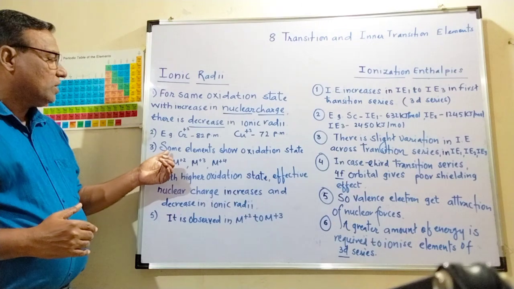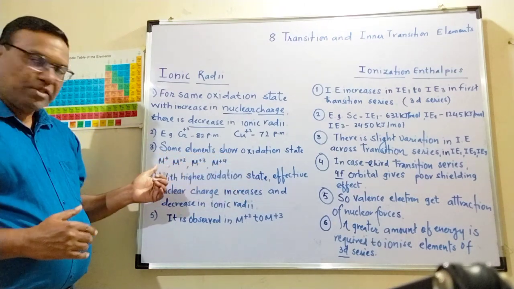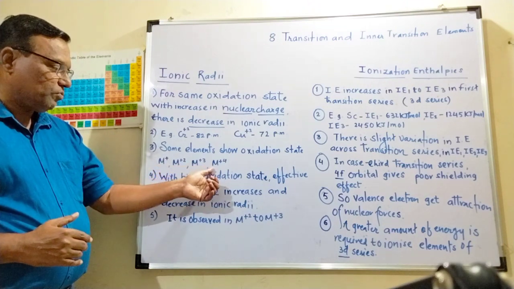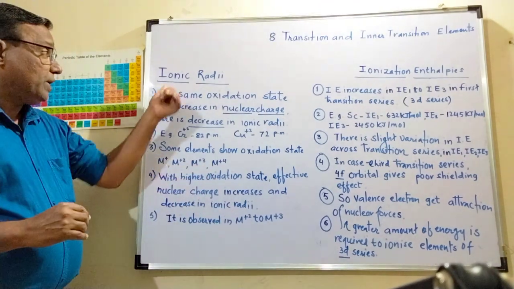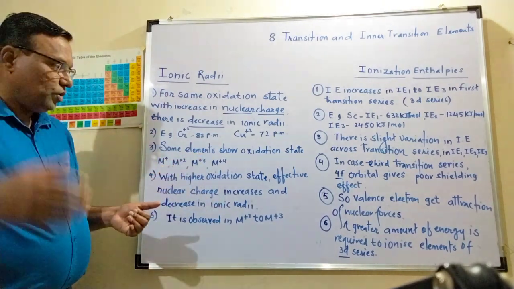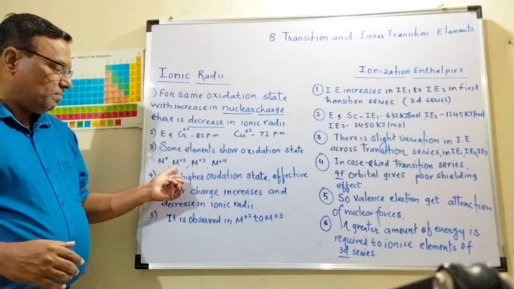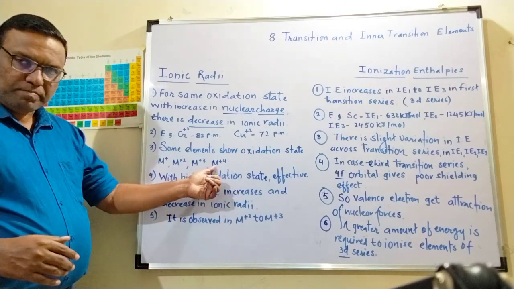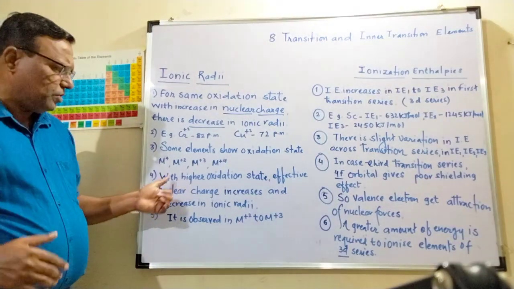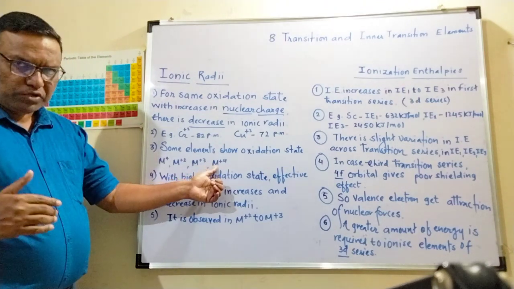Point number third, some elements show oxidation state as M plus 1, M plus 2, M plus 3 and M plus 4. This is also one important point regarding the ionic radii, that some elements show their oxidation state as M plus 1, M plus 2, M plus 3 and M plus 4. Point number 4, with higher oxidation state, you can observe M plus 3, M plus 4. These are the higher oxidation states.